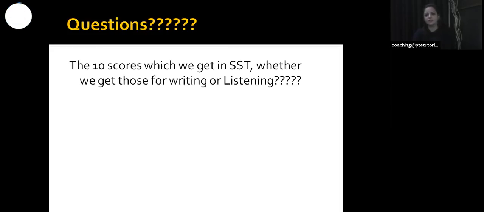Tell me, you can write in the chat box. Anyone? No idea, Muskan is saying. Sumit sir, writing. What else? Moin sir is saying both. Then Moin sir, if both is there, then 5 marks I'll be getting for writing and 5 marks for listening.